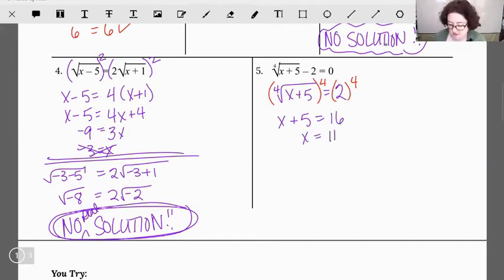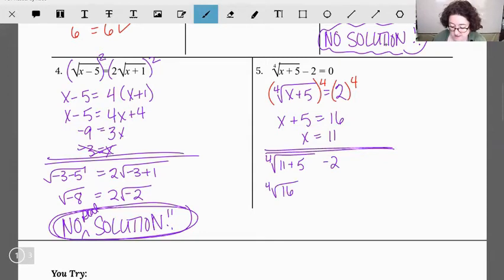So let's plug it in and see what happens. So 4th root of 11 plus 5, and then -2 should end up coming out to 0 if this checks. And 4th root of 16, we already did the math. We know the 4th root of 16 is indeed 2, and 2 minus 2 equals 0. So this problem checks out.